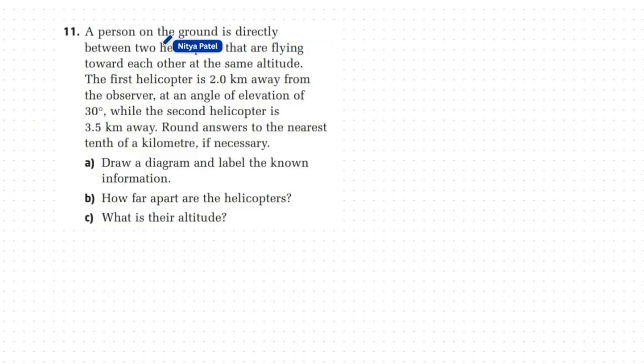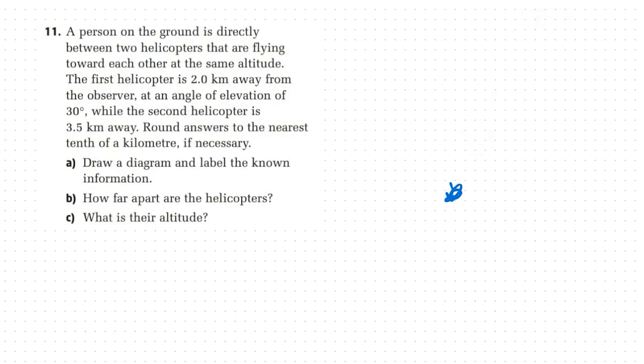Start reading the question. A person on the ground is directly between two helicopters that fly towards each other at the same altitude, so the same height. The first helicopter is 2.0 kilometers away from the observer at the angle of elevation of 30 degrees, while the second helicopter is 3.5 kilometers away. Round answer to the nearest tenth of a kilometer if necessary. So if the person is here, the first helicopter is here. Okay, try it.